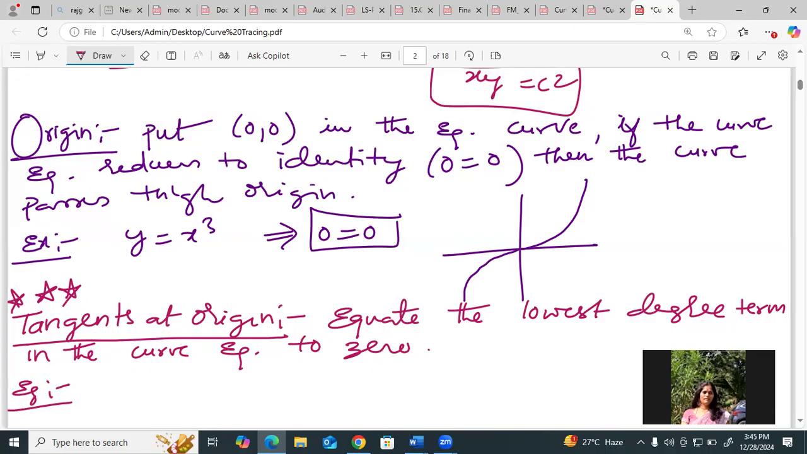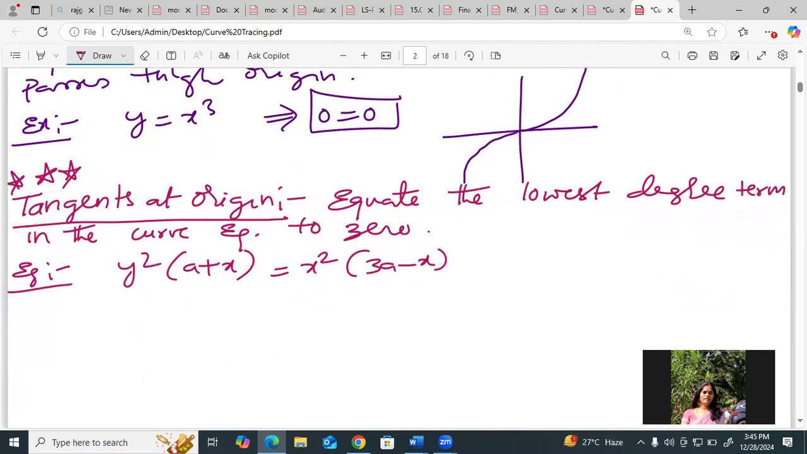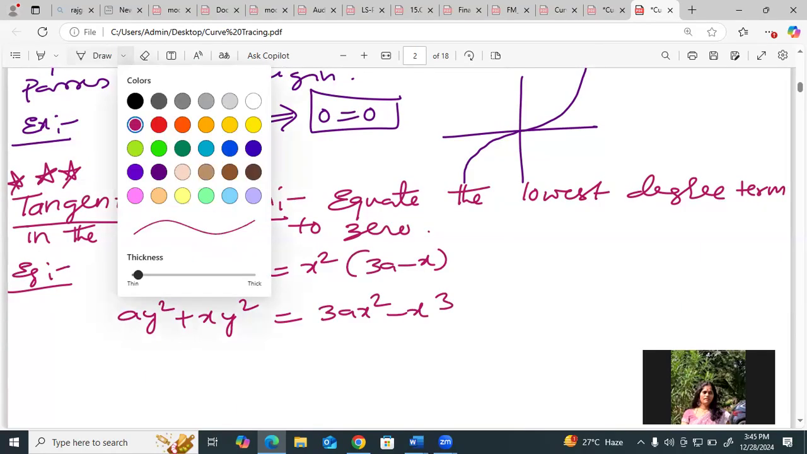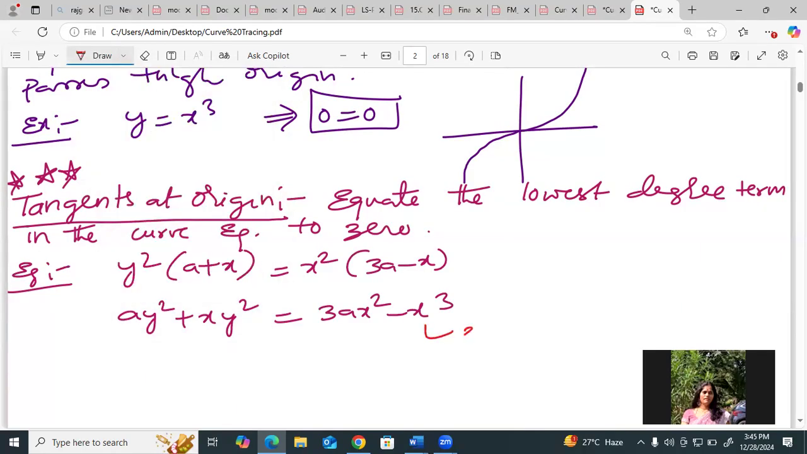I have an example like y square into a plus x is equal to x square into 3a minus x. How do I know what is the lowest degree term? I will be expanding it. Ay square plus xy square is equal to 3ax square minus x cube. Okay. Now, just see here. Please focus here. This is a third degree term. This also is a third degree term. Now, coming to this one, it is second degree. This also is second degree.